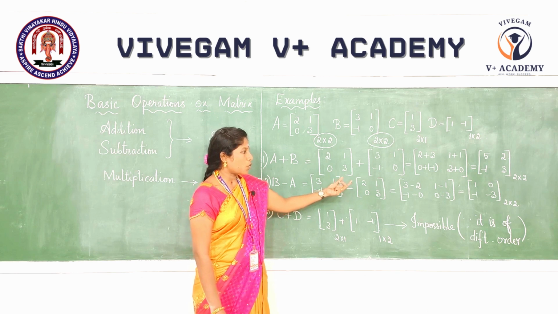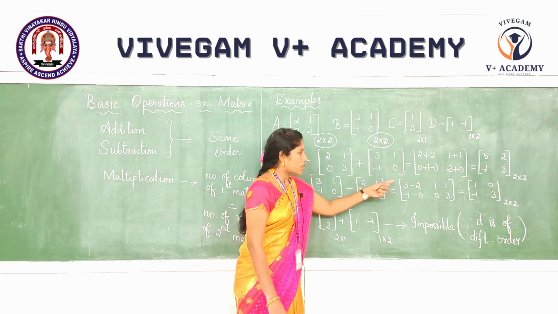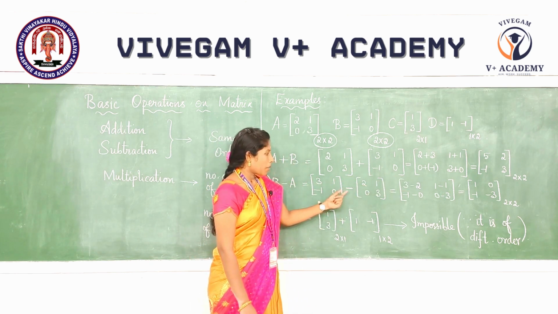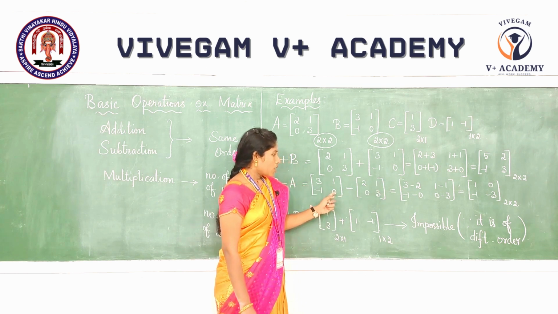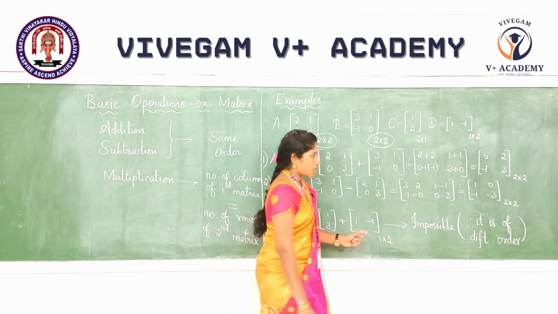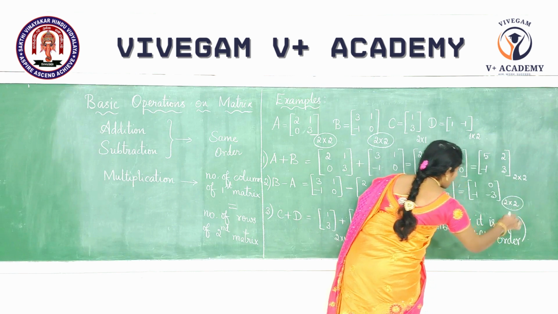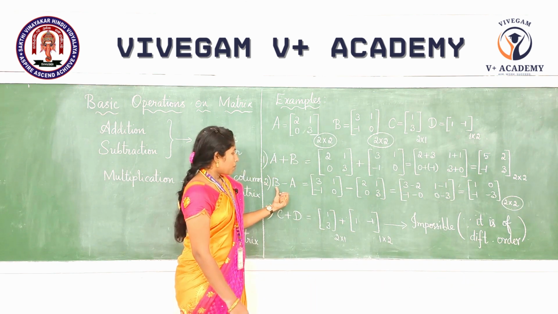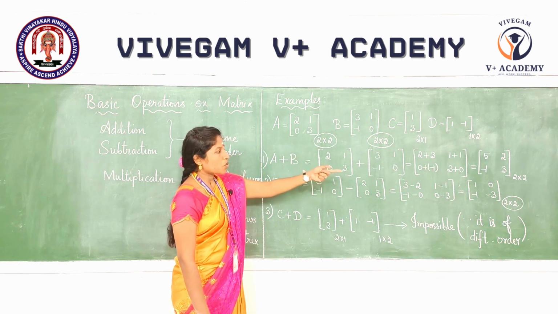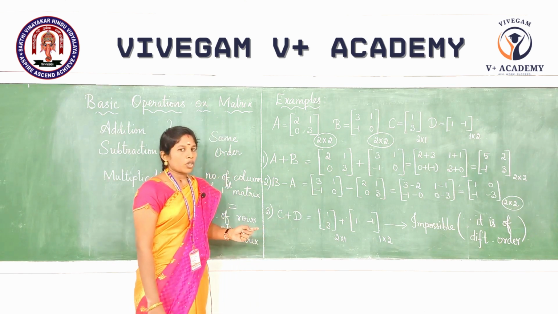So 3 minus 2 is 1. Now 1 minus 1 is 0. Minus 1 minus 0 becomes minus 1. 0 minus 3 becomes minus 3. Again here also you will get the order the same. B and A are of order 2 cross 2, so the result will also be 2 cross 2.